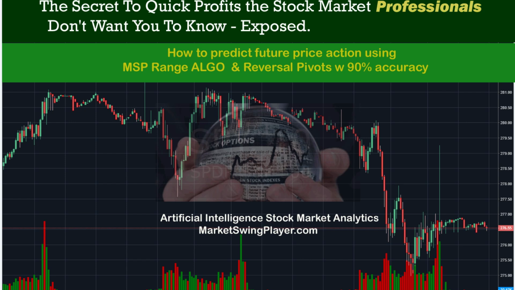So the secret to quick profits the stock market professionals don't want you to know is how to play options or shares as traders and be in and out at the speed of light using reversal pivots and MSP range algo.